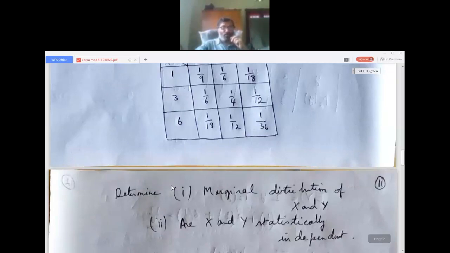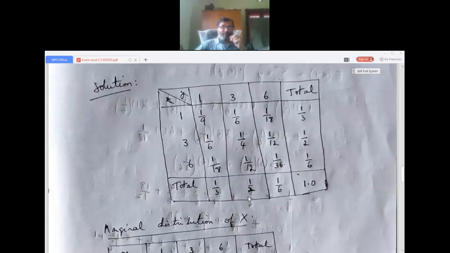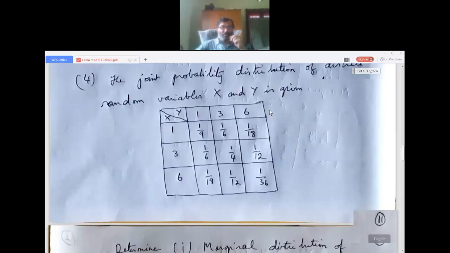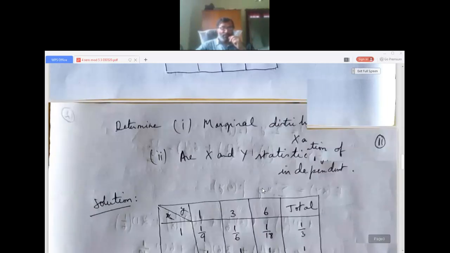We'll see. Whenever they ask a question on statistical independence or statistical dependence, your aim is first to find the covariance. So first we write the table as it is here: 1, 3, 6 and 1, 3, 6, with 1 by 9, 1 by 6, 1 by 18, 1 by 6, 1 by 4, 1 by 12, 1 by 18, 1 by 12, 1 by 36.